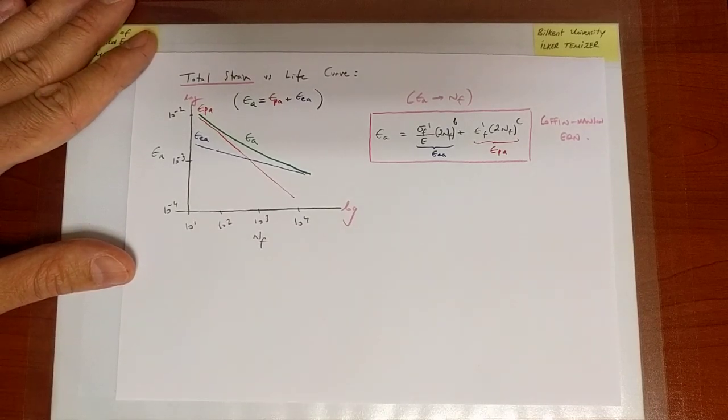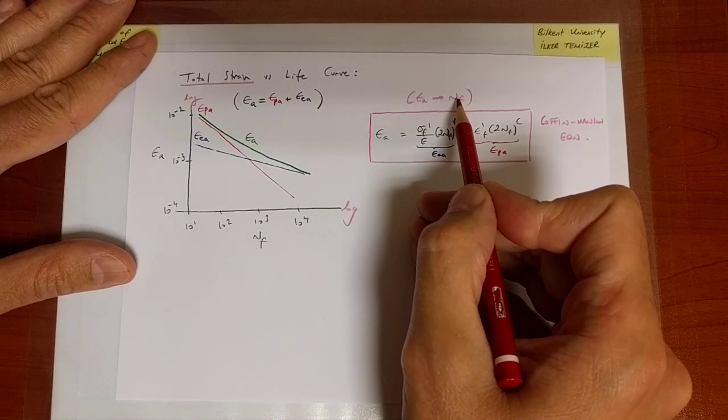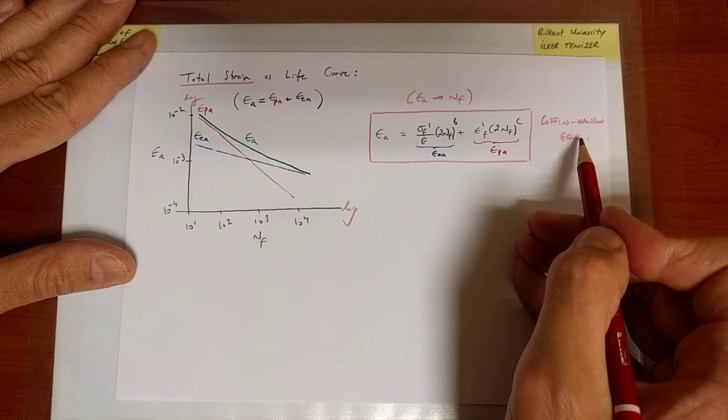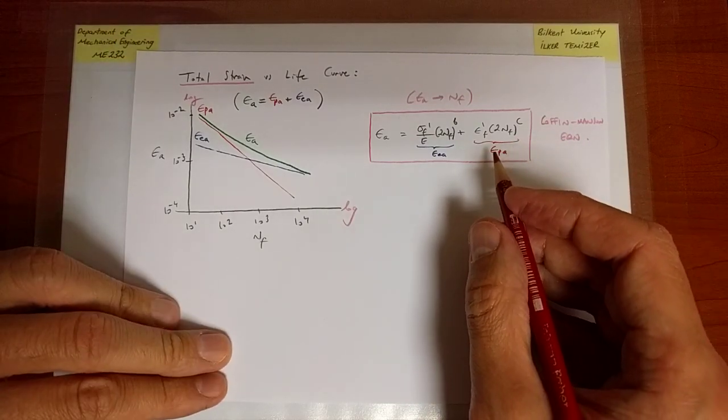So in the stress-based approach, we're given the stress amplitude, and we go for number of cycles to failure through the Basquin equation. In the strain-based approach, we're given the strain amplitude, and we go for the number of cycles to failure through the Coffin-Manson equation.